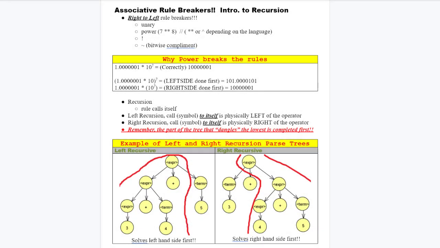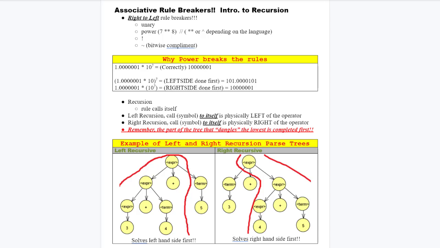So what happens to those operators that don't work from left to right? They work from right to left. I hope I said that right. There are several of those, like unary, power, a not symbol, a bitwise complement. There's a bunch of these that actually work starting on the right-hand side and moving to the left-hand side. And here's a perfect example of doing just that.